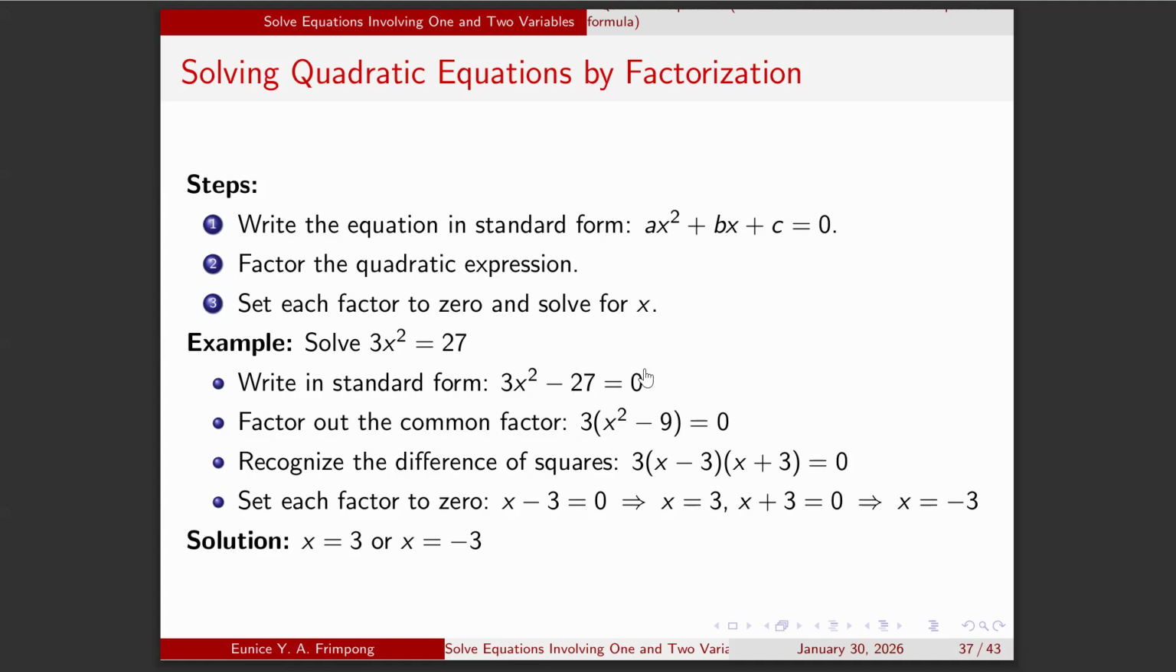Now I have to factor out because I'm using factorization. So in factorization, look at both terms and look at if you can find a common term amongst them. Now, if I look at 3, I feel like 3 can divide 3 and can also divide 27.